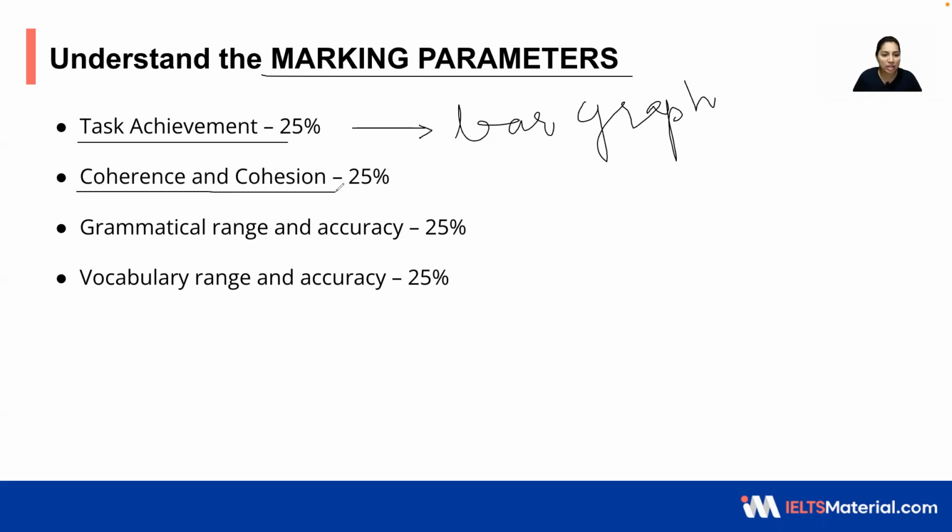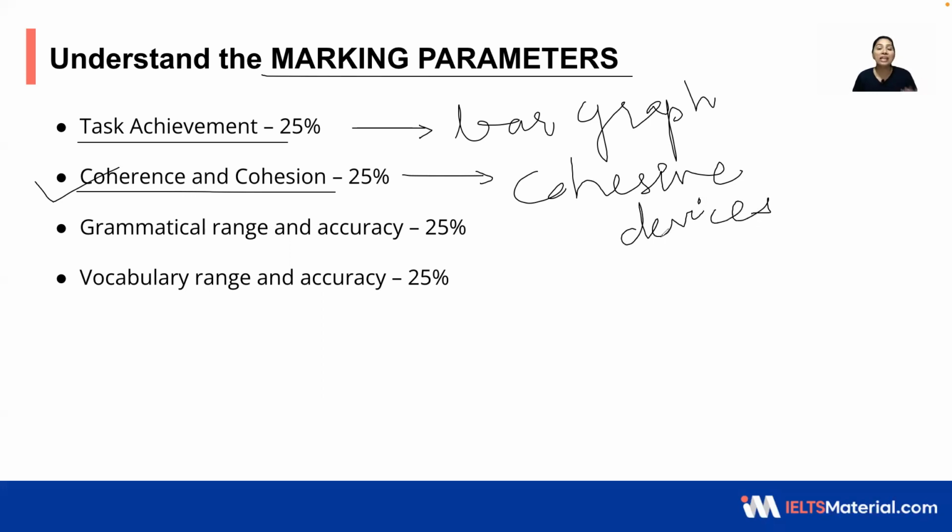Coherence and cohesion. This is to show the link between the ideas, how you will organize your ideas or how you would structure your ideas. And this particular thing depends on coherence and cohesion, where you use different cohesive devices, that is the linkers and the connectors, to show the connection between your ideas. The organization of the ideas depends on these devices.